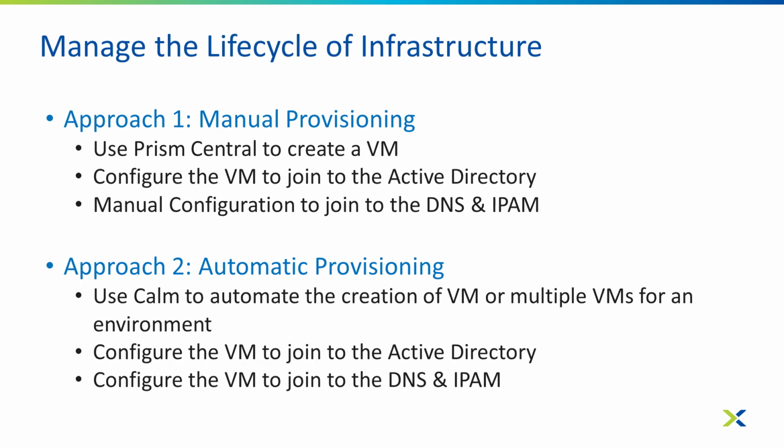Approach 1 is to use manual provisioning or Prism Central to create virtual machines. The infrastructure engineers will then configure the virtual machines to join the Active Directory. They will also do manual configuration to join the DNS and IP address management if necessary.